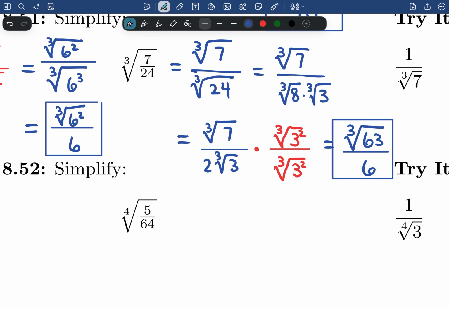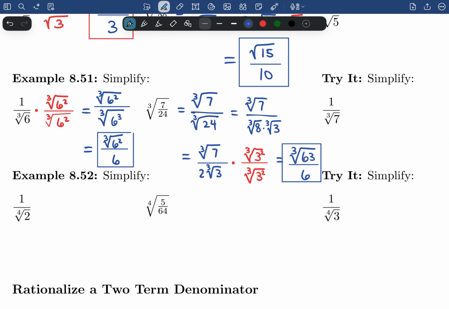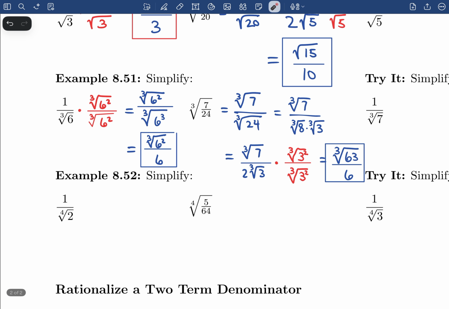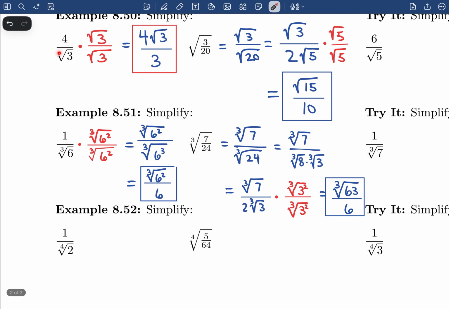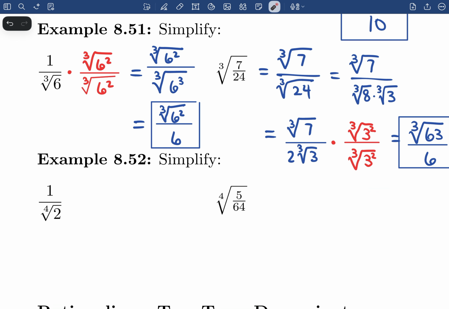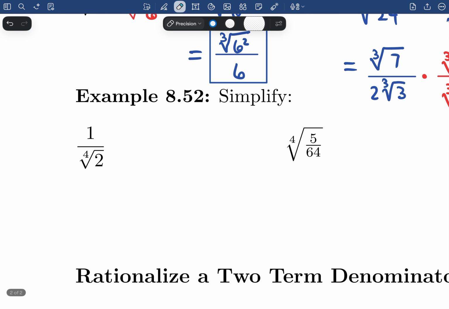Okay, let me move on now, and I'm going to now look at things in terms of perfect fourths, right? So our index has increased from a square root index to a cube root index, and now we have a fourth root index. And so I'll show you quickly how to rationalize the denominator for this case.